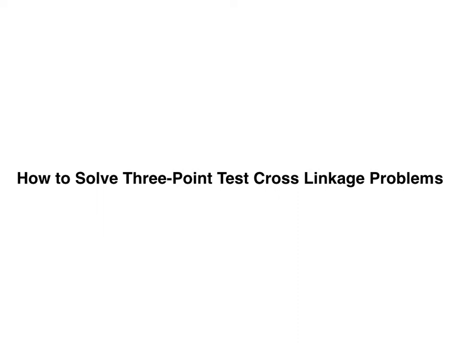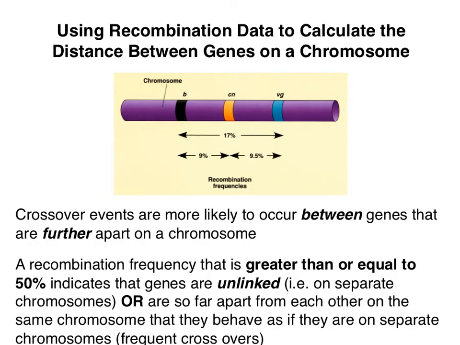This video will show you how to solve 3-point test-cross linkage problems. So we've seen in class that if we have access to recombination data, we can make measurements as to how far apart two loci or two genes are along the length of a chromosome. We can infer from that recombination data that if two loci are far apart from one another, it is likely that a crossover will occur between them, and if two loci are close to each other on a chromosome, it is less likely for there to be a crossover between them.